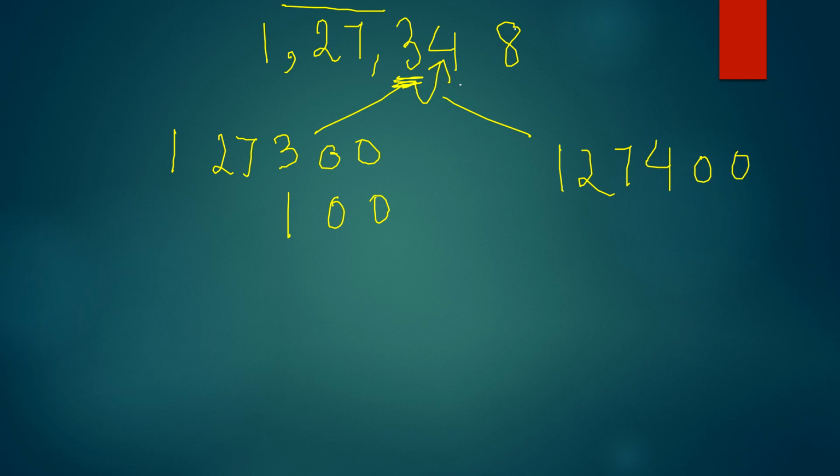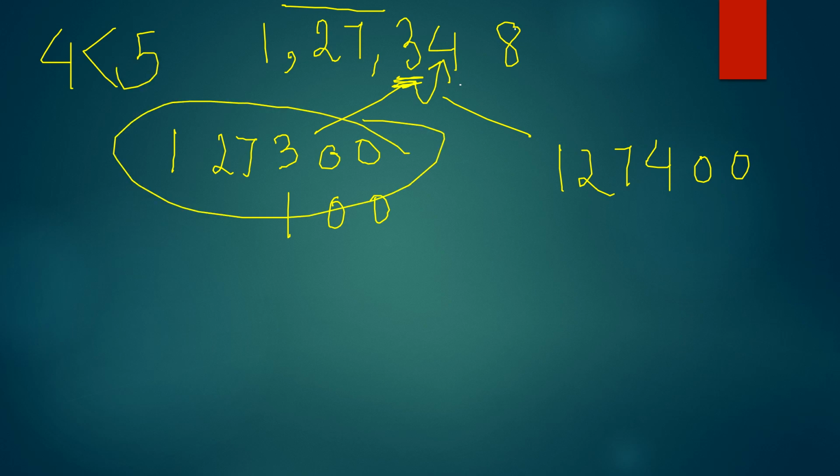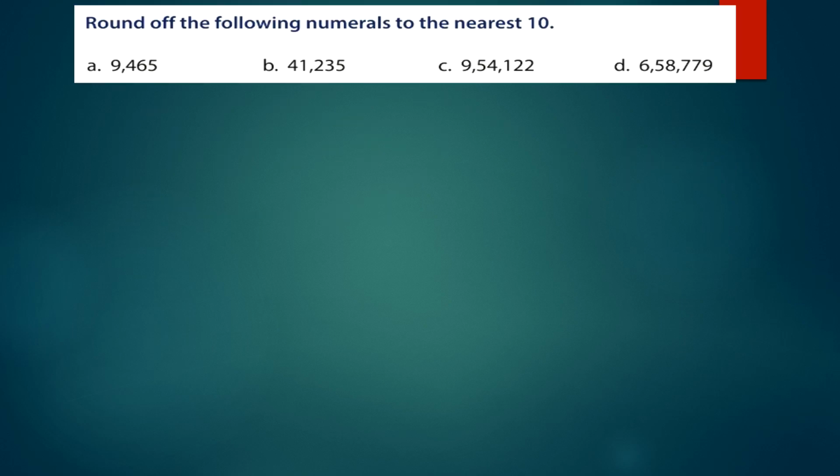Look to the right, it's 4. 4 is smaller than 5. So the rounded number is 127,300. This is how we have to do it. If it is lakhs, you will look to the 10 lakh, sorry, 10 thousands. If it is 10 thousands where you want to round off, you will look to the thousands place. This is the way. So let's move to some questions.